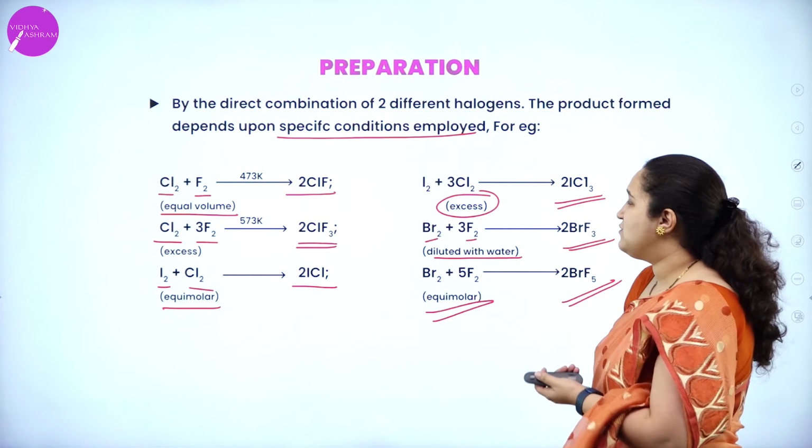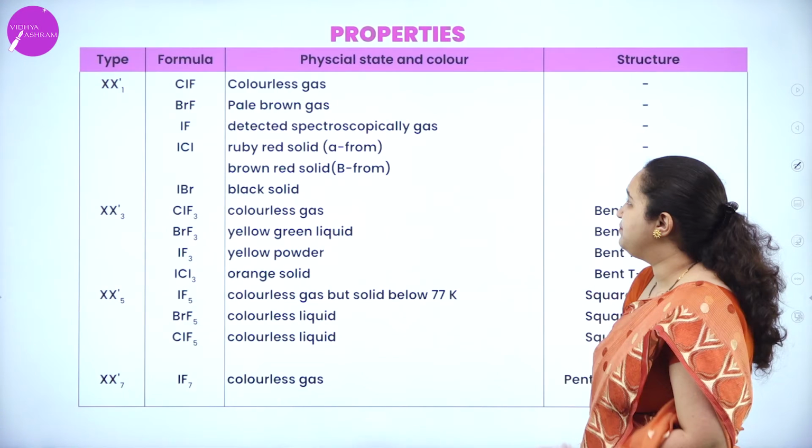Next we will be learning about the properties. What are the properties of interhalogen compounds? Now, if you ask me, do we need to learn the entire table? Yes, for your competitives, it's very important. But when it comes to your board exams, it's not that important because there is no question asked from here as of now. But for your competitives, yes, it's very important.